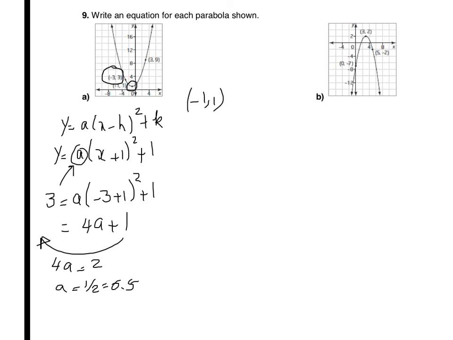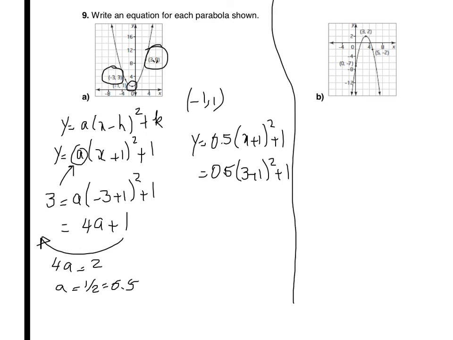So I get y is equal to 0.5 times x plus 1 squared plus 1. Now, when you have a problem like this one, make sure you check it against another point if you can see, for instance, 3 and 9, to see if the equation is correct. So if x is 3, then I put 3 back in the equation, I get 0.5 times 3 plus 1 squared plus 1. 3 plus 1 is 4, 4 squared is 16, 0.5 times 16 is 8, 8 plus 1 is 9, which is going to be the point given here. So everything is correct. Now I'm going to do the last one.